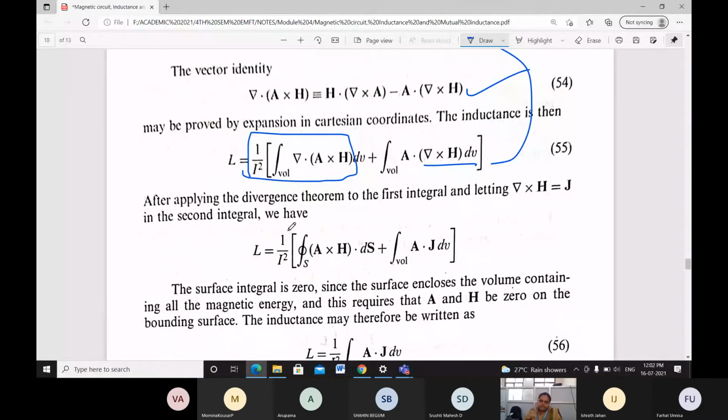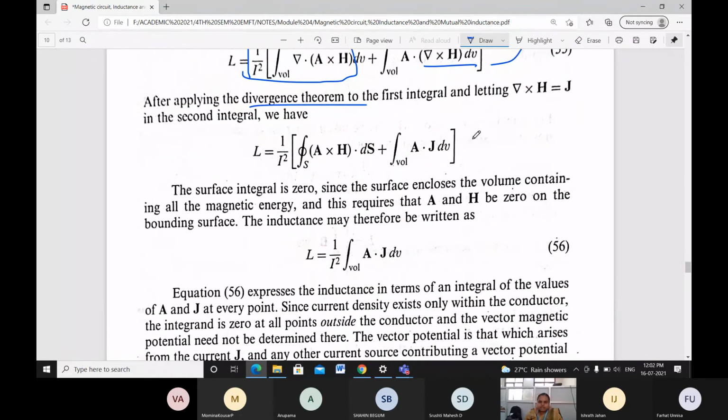L is 1 by I squared times the surface integral. By applying the divergence theorem, we shift from the volume integral to a closed surface integral of A cross H dot dS, plus, instead of del cross H, we write J, so the volume integral of A dot J dV. Then the surface integral is going to be 0, since the surface encloses the volume containing all the magnetic energy, and this requires that A and H should be 0.